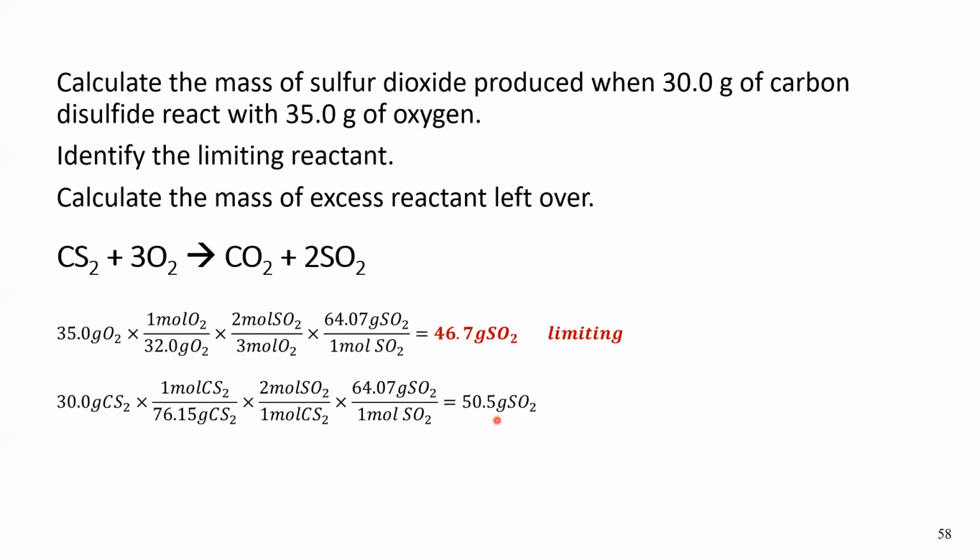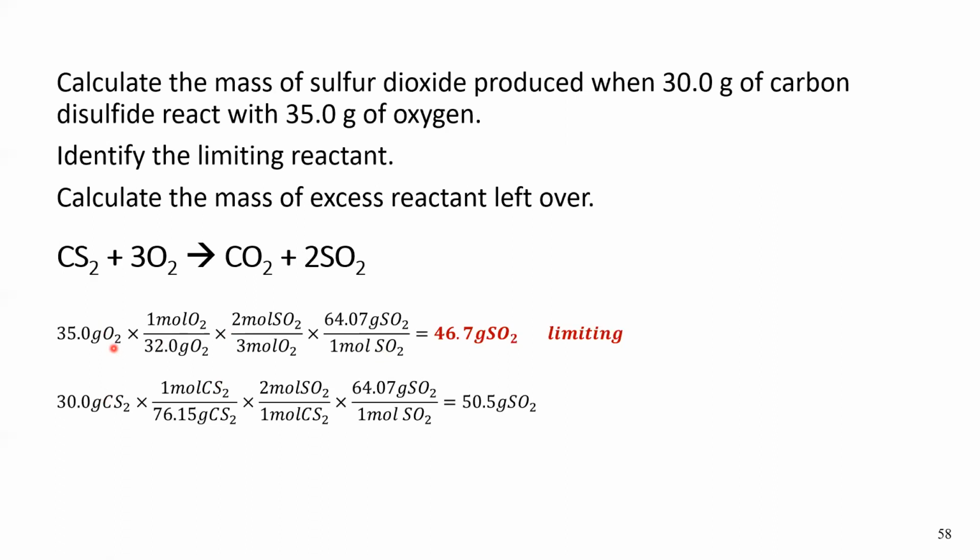Now, from there, we need to decide what our limiting reactant is. So we can produce 46.7 grams from our oxygen being consumed. And we can produce 50.5 grams from our carbon disulfide being consumed. Well, we can only produce 46.7 grams because then we run out of our oxygen. So the oxygen is the limiting reactant.